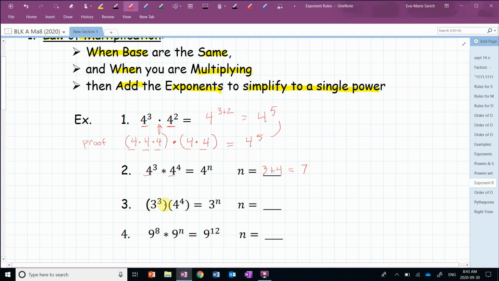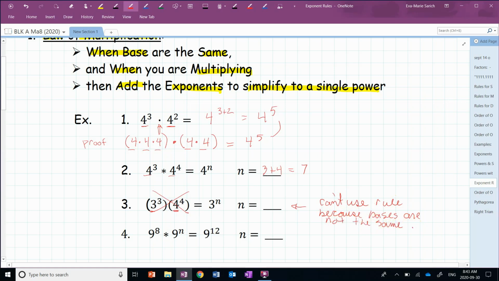Now remember, a bracket next to another bracket also means multiply. In this case, we have a base of 3 and a base of 4. So the rule does not work here. This will not give us an answer. We cannot give it 3 to the something because bases are not the same. So we can't use the rule because bases are not the same.